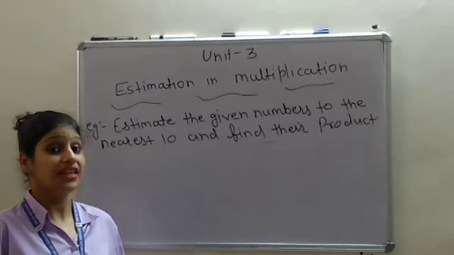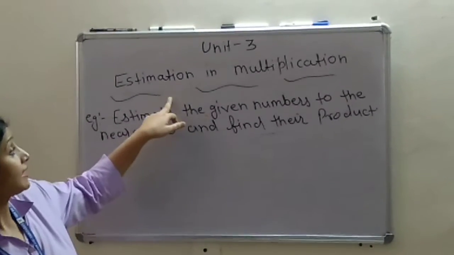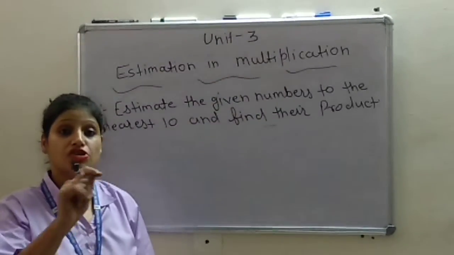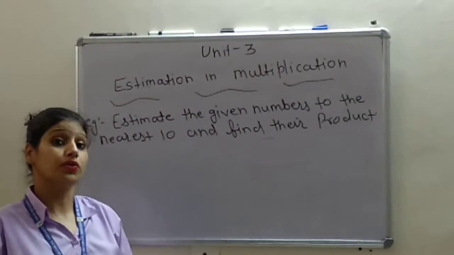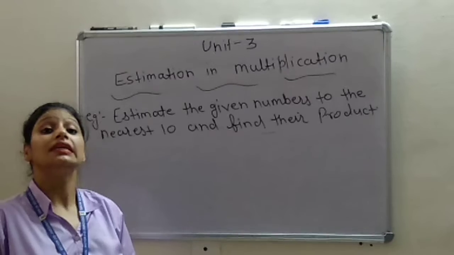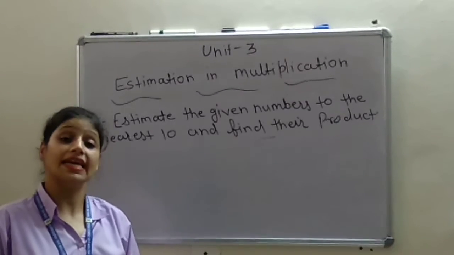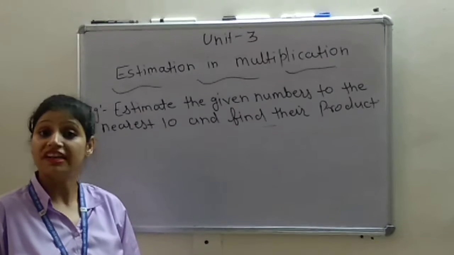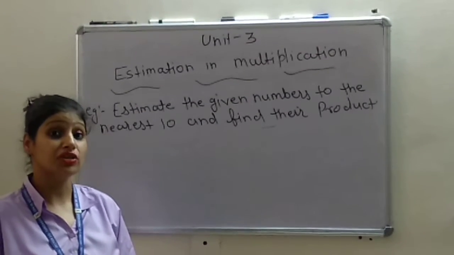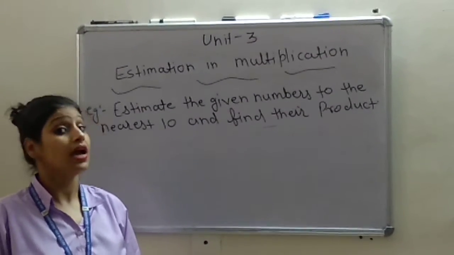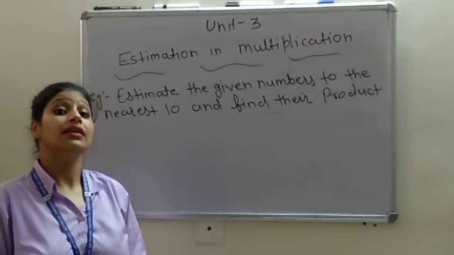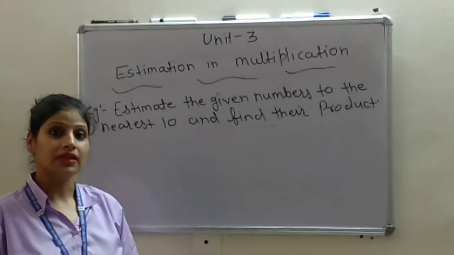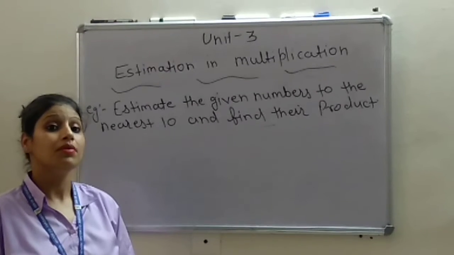Now I am taking the next topic, estimation in multiplication. Children, I have already taught you the rounding off concept. The other name of rounding off is estimation or estimated product. So we have already done a few rules of estimation to the nearest 10, 100 and 1000. Now using those rules we are going to find the product.